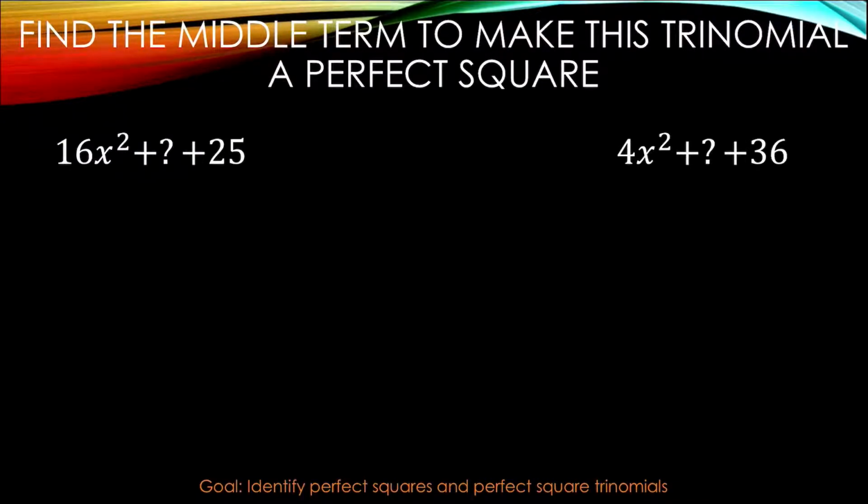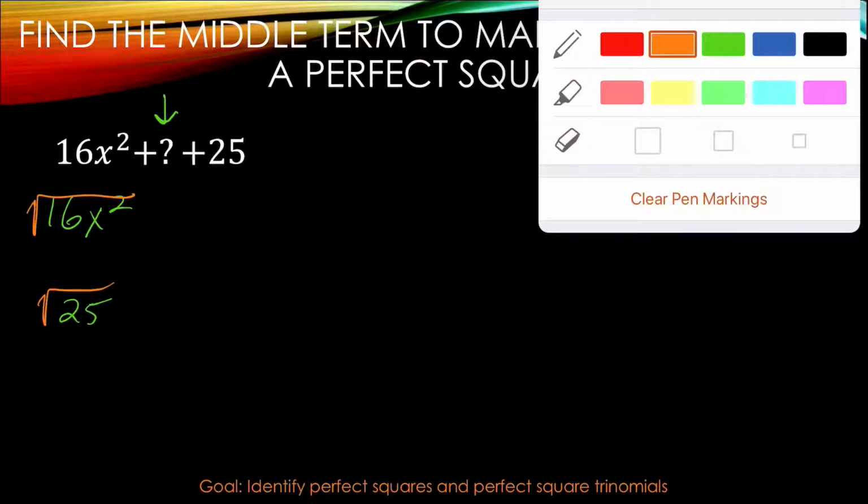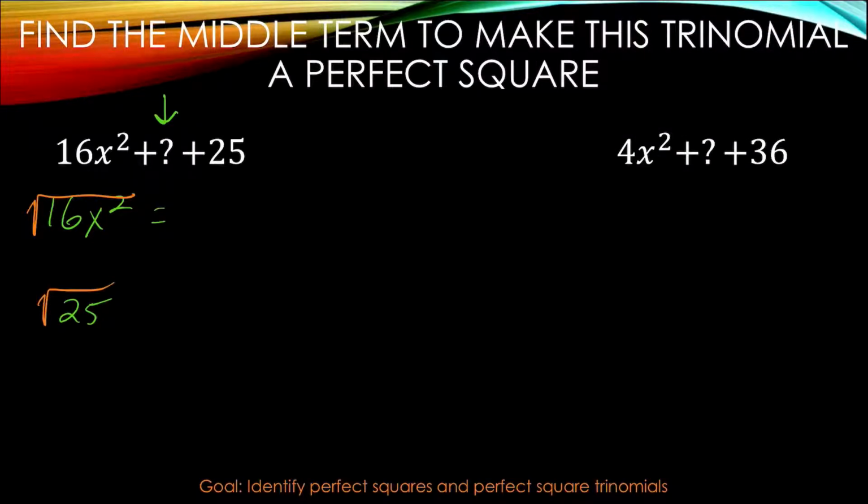Okay, so 16x squared plus something plus 25. What is this middle term? That's what we're going to find out. So what I'm going to do is take each of these, 16x squared and 25, and take the square root of both of these, okay? Now when I do that, the square root of 16 is 4, and the square root of x squared is x. Then I have the square root of 25, we get 5.